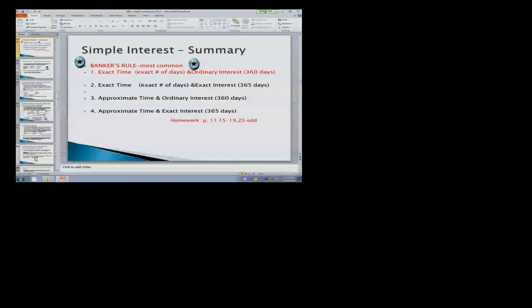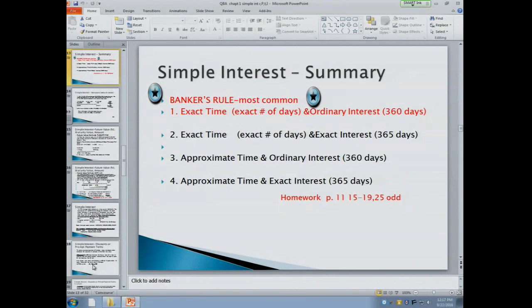So, simple interest. I am going to go over to the computer for simple interest. Okay, we're starting on about slide 13. This might be review, I think, on the previous slide. This is about where we ended.